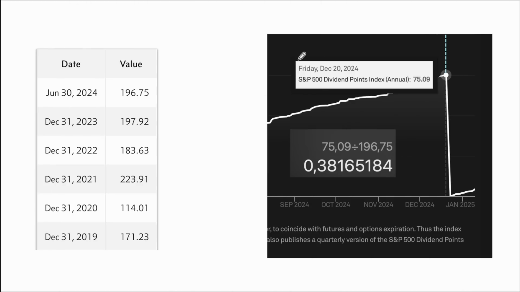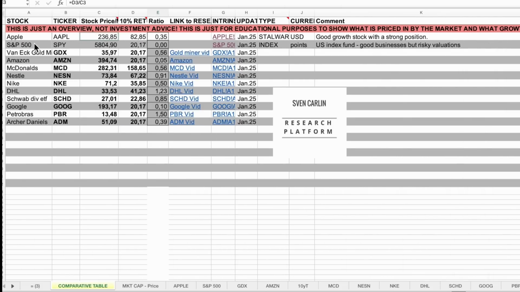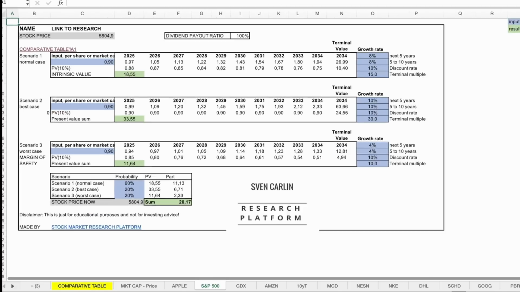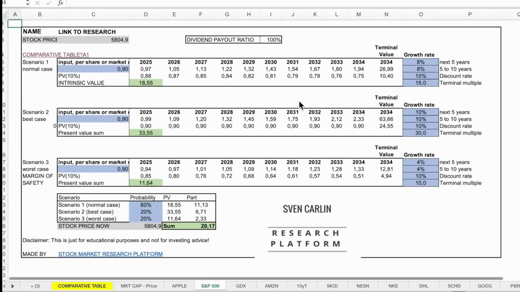Then we have the dividend. What is the value paid to us? The point dividend is 75 compared to the earnings. That's, let's say, a 40% payout ratio. Let's now go to the S&P 500 template and do this together so that you can see how it works.